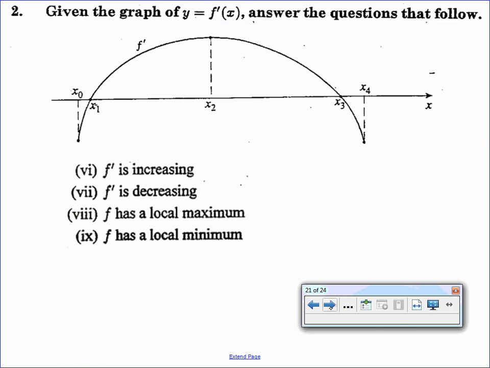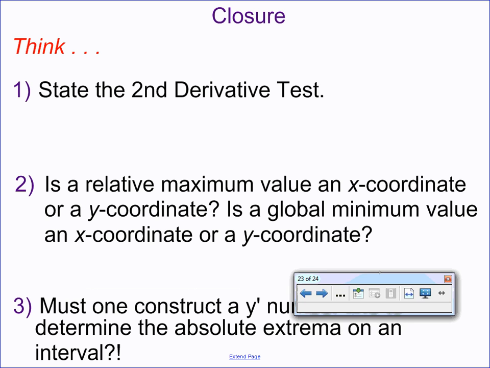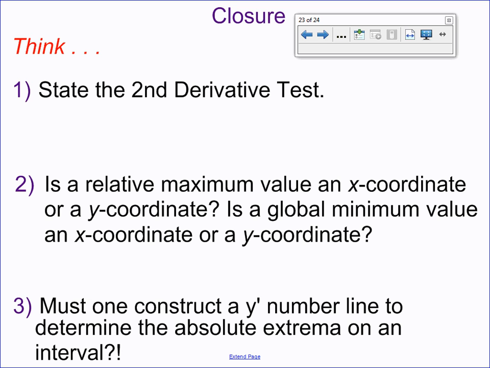Okay, let's close it up then. You guys did great work today. We need to state the second derivative test in 4 minutes. Answer the question, is the relative maximum value an x-coordinate or a y-coordinate? Is the global minimum value an x-coordinate or a y-coordinate? And lastly, must one construct a y prime number line to determine the absolute extrema on an interval? Okay, so a written response for each of these. I'll give you about 2 minutes for that, and then I'll close it up in the last one, and it'll be perfect time.